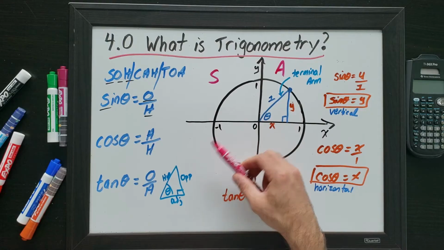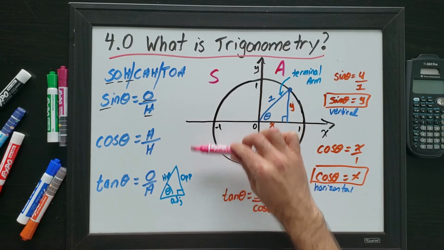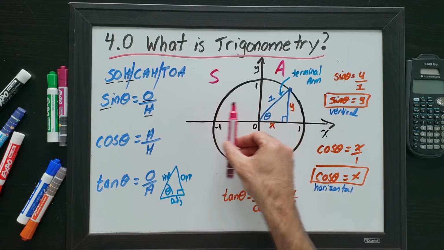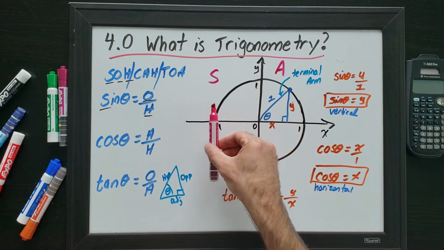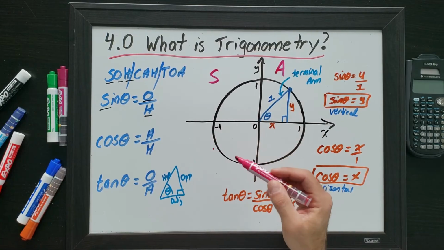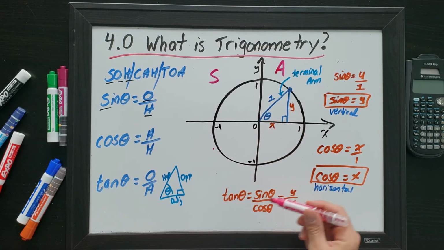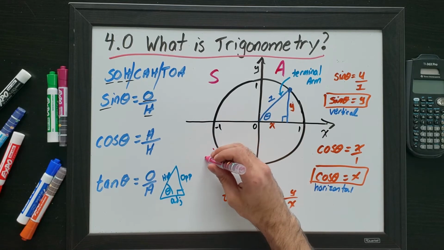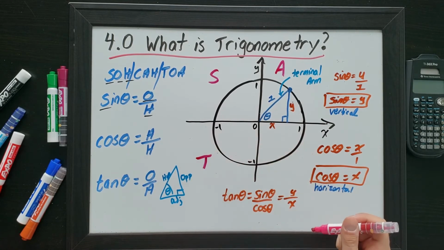Now let's look at this quadrant. This is below the x-axis, so the vertical distance is negative. It's to the left of the y-axis, so the horizontal distance is negative. So sine and cos here are negative. But take a look at tan. If sine and cos are negative, negative divided by negative is positive. So tan is positive in this quadrant.